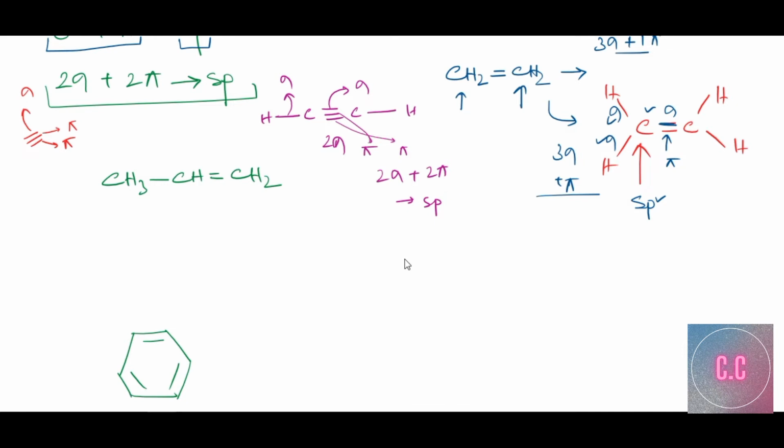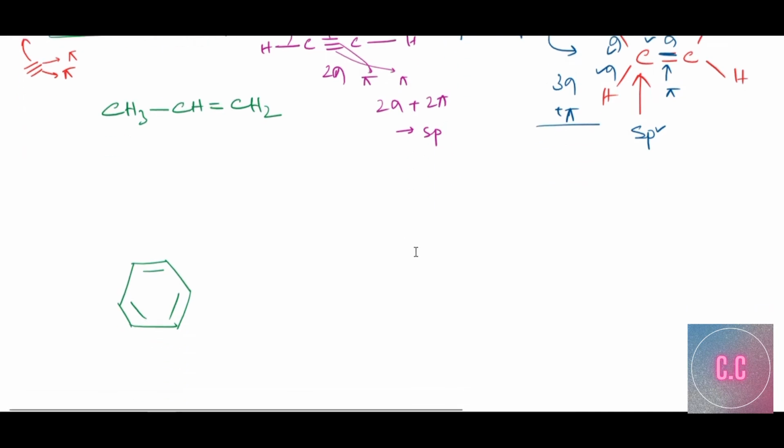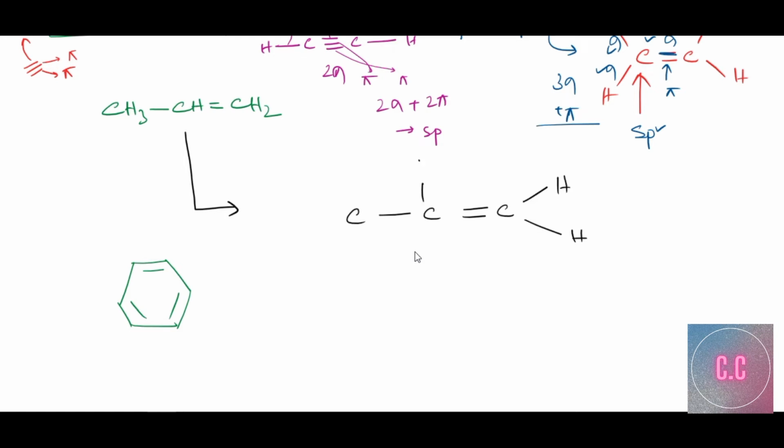Now let's take some examples. If we take this example and break this molecule, C bond C double bond C, one is hydrogen, another is hydrogen, this is another hydrogen, hydrogen and hydrogen. Now start from this carbon. Here you can see 1 sigma, 2 sigma, 3 sigma, 4 sigma. That means 4 sigma, this will be sp3. That means this carbon is sp3 hybridized.